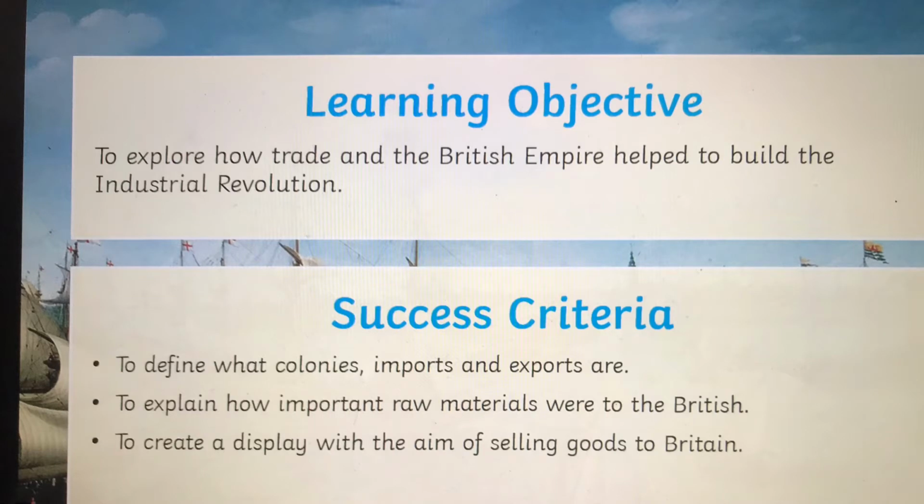Our learning objective for today is to explore how trade in the British Empire helped to build the Industrial Revolution. Your success criteria for today is to define what a colony, imports, and exports are. You should also be able to explain how important raw materials were to Britain and to create a display with the aim of selling goods to Britain, and we will talk about that more later.